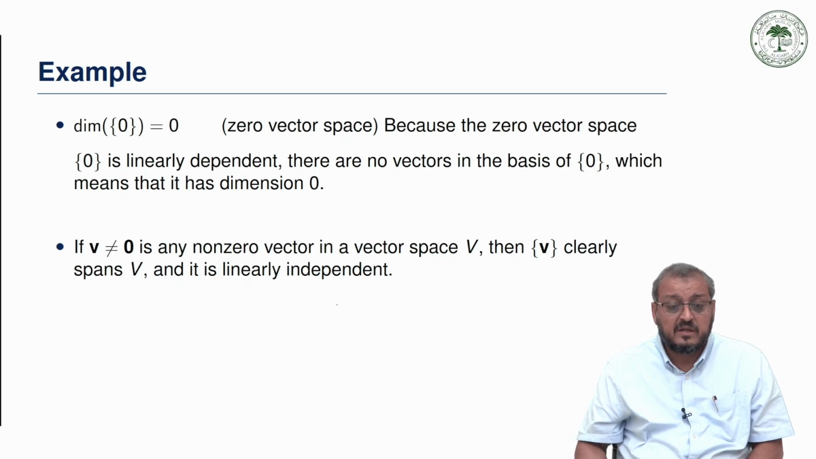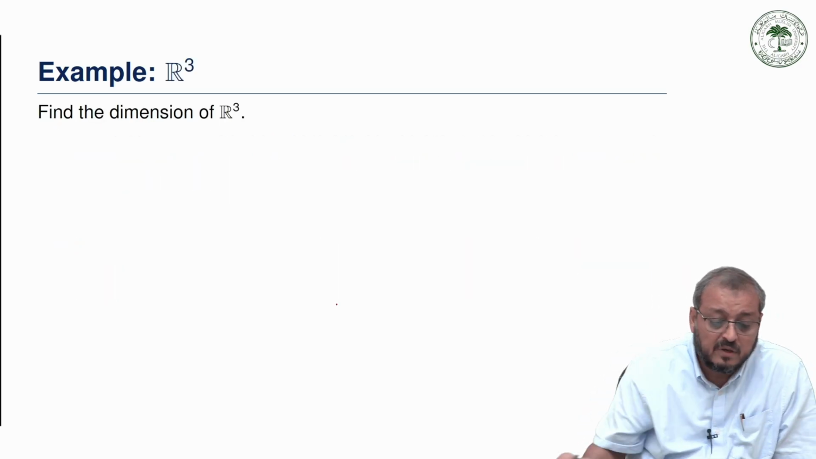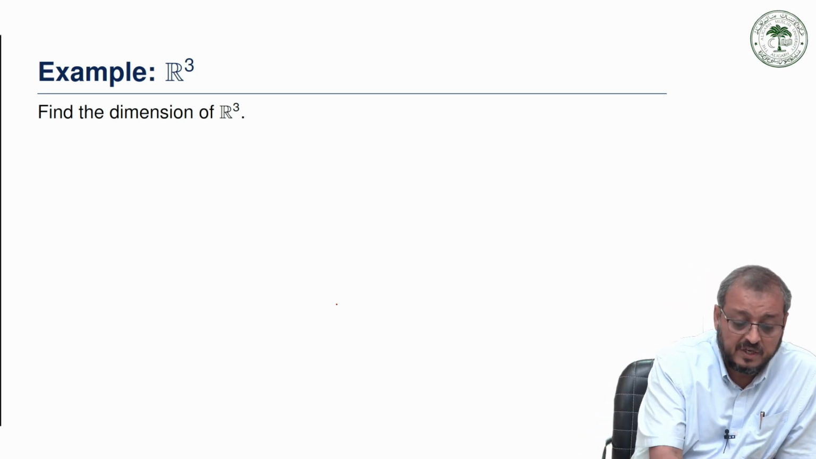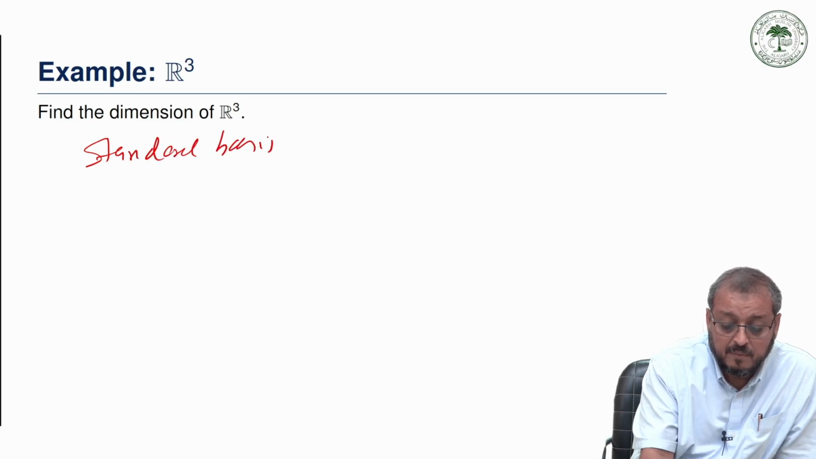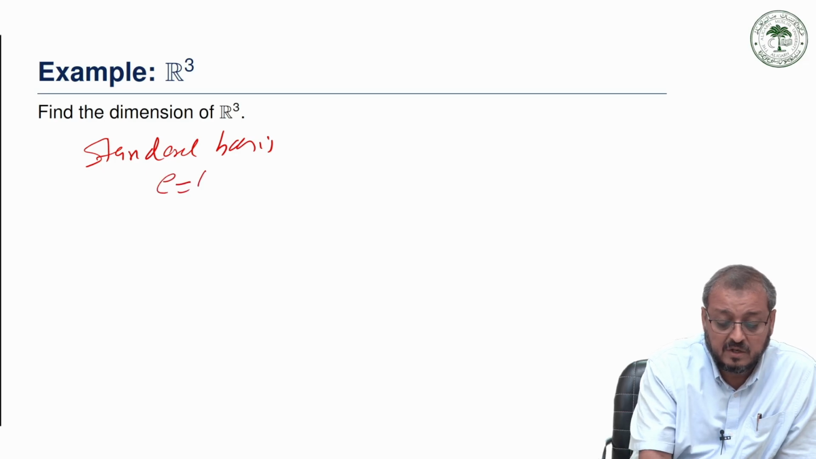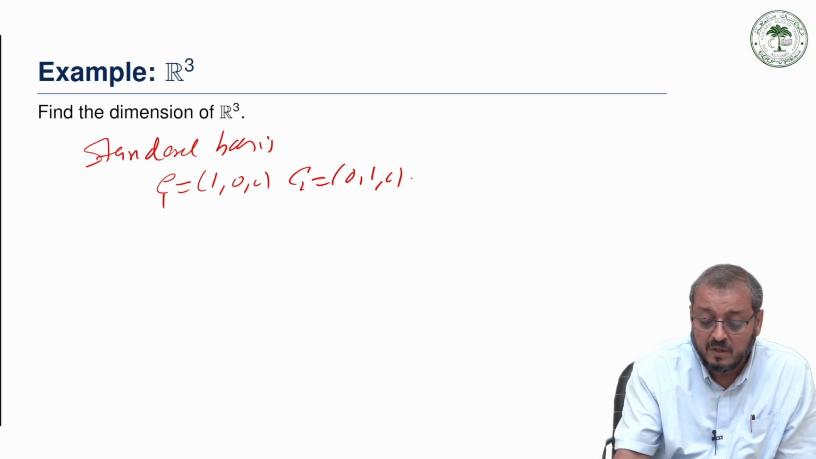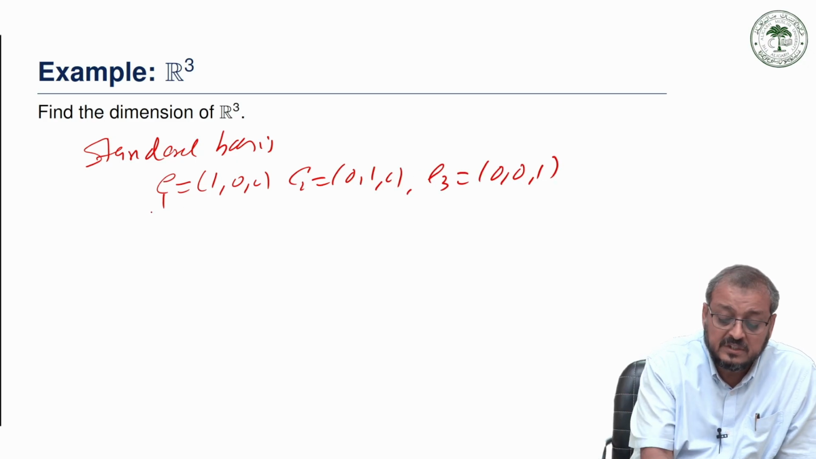Now we have to move to the example: we have to find the dimension of R3. So again we have to collect the standard basis of R3. For example, E1 is equal to (1, 0, 0), E2 is equal to (0, 1, 0), and E3 is equal to (0, 0, 1). So this is a standard basis.